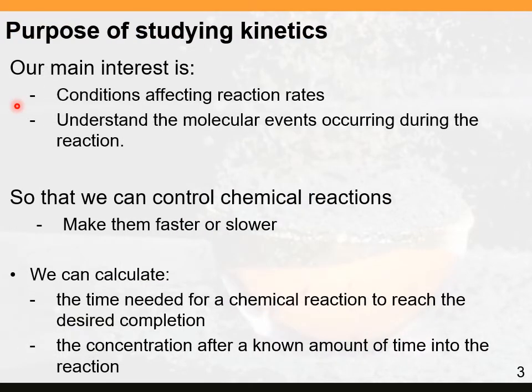The purpose of chemical kinetics is to understand the conditions that affect reaction rates and the molecular events that take place during the reaction to be able to control the rate of the reaction. We want to be able to make a chemical reaction faster or slower according to our needs. With the knowledge of chemical kinetics, we can calculate the time needed for a chemical reaction to reach a desired completion, or the concentration after a known amount of time into the reaction.